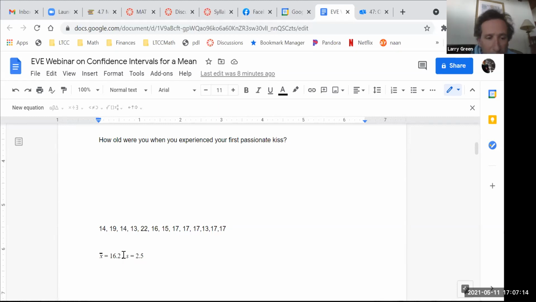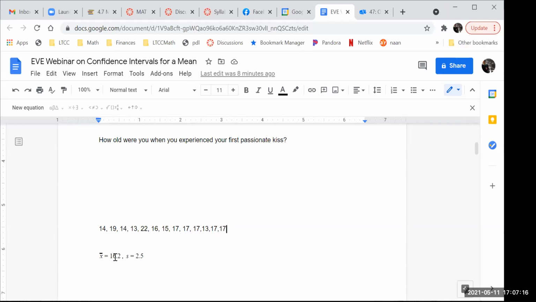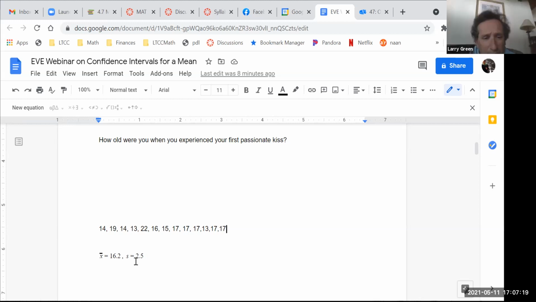What do you think? No, it's not likely. No, it's not likely because note the standard deviation is 2.5, right? And that's pretty far below. So a 12 is pretty far below 16.2. Does that make sense? So it's not that likely.